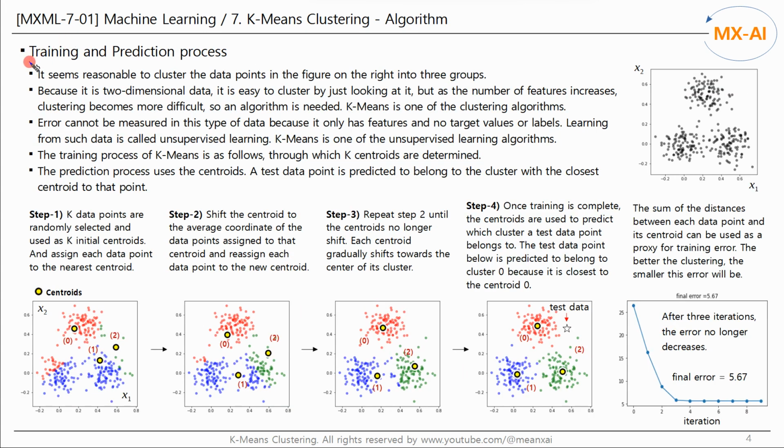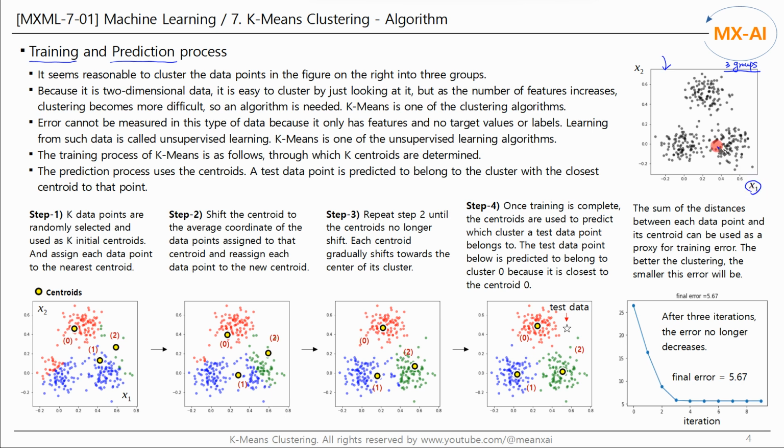Next, let's look at the training and prediction process of K-means. We want to cluster the data points in the figure on the right into K groups. It seems reasonable to cluster them into 3 groups. We'll see later how many groups we need to cluster them into. But for now, let's consider clustering them into 3.